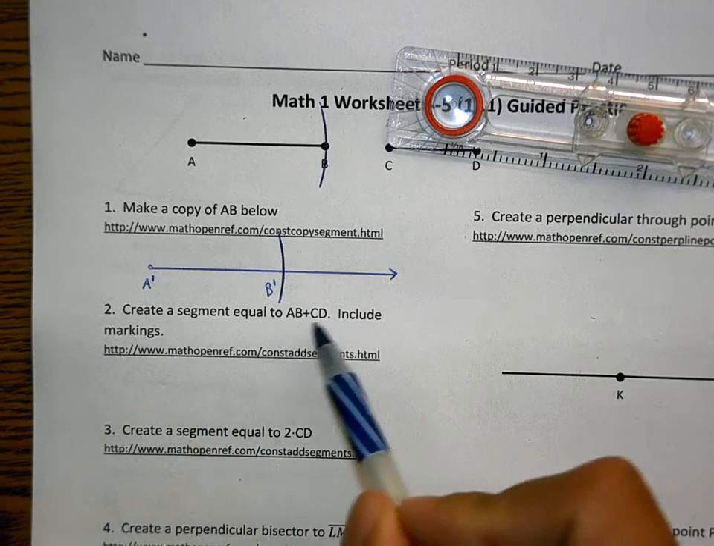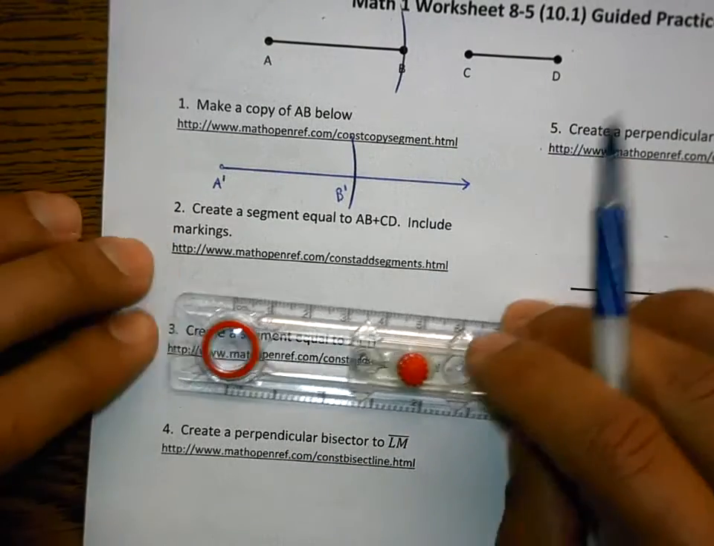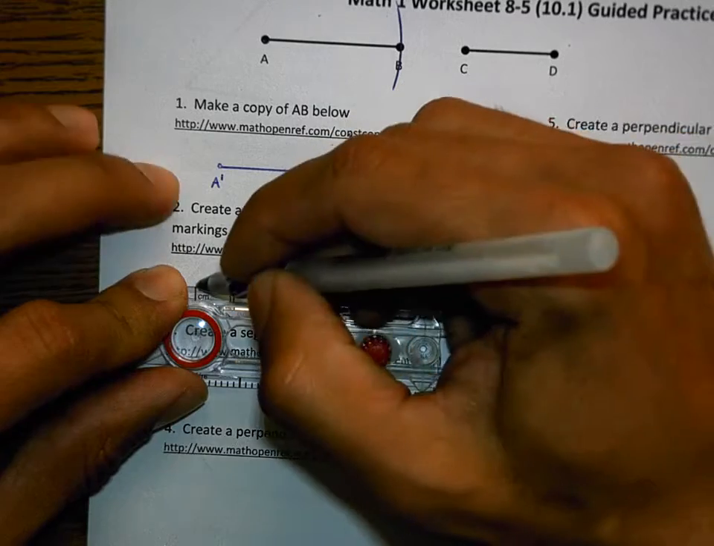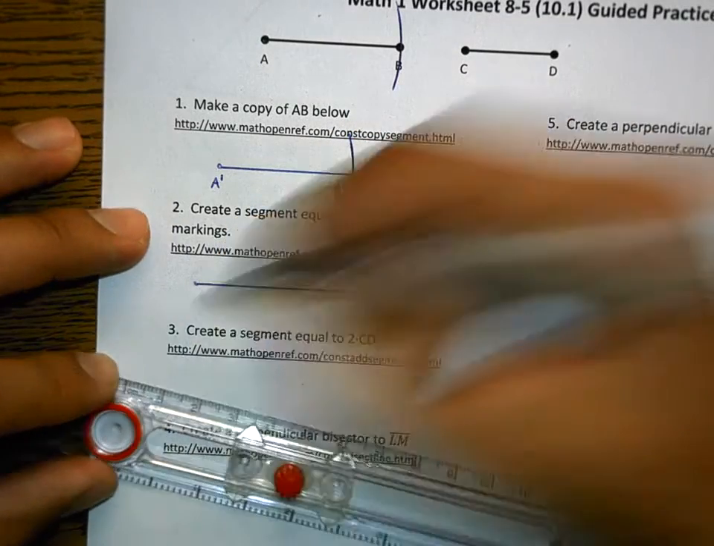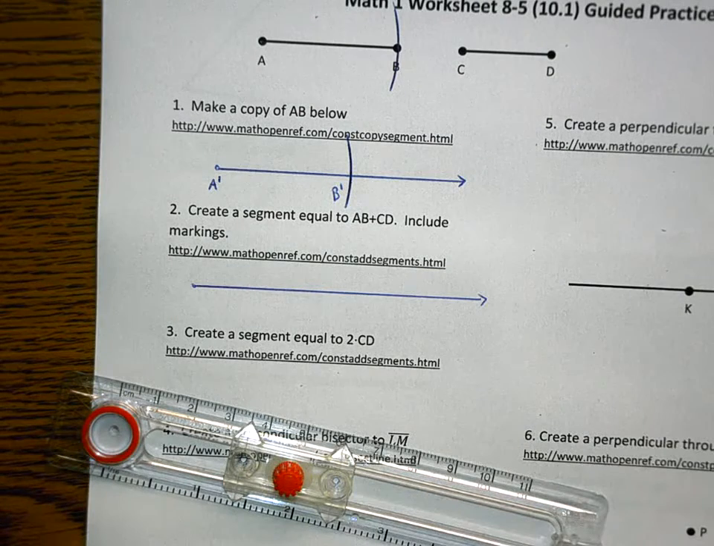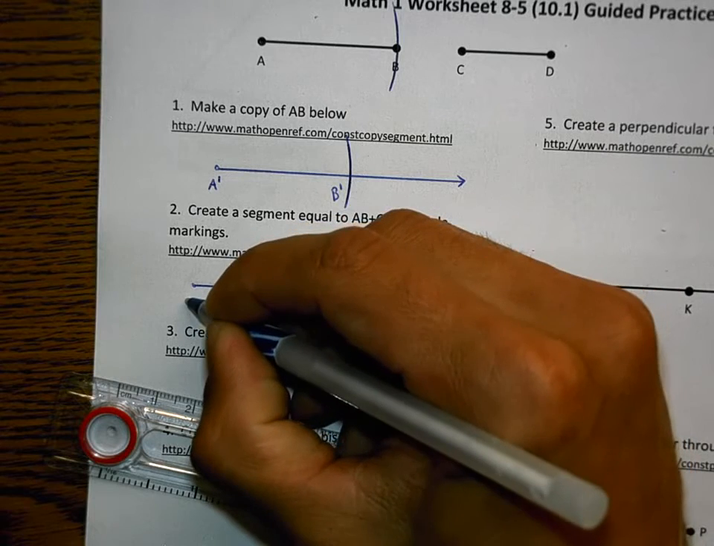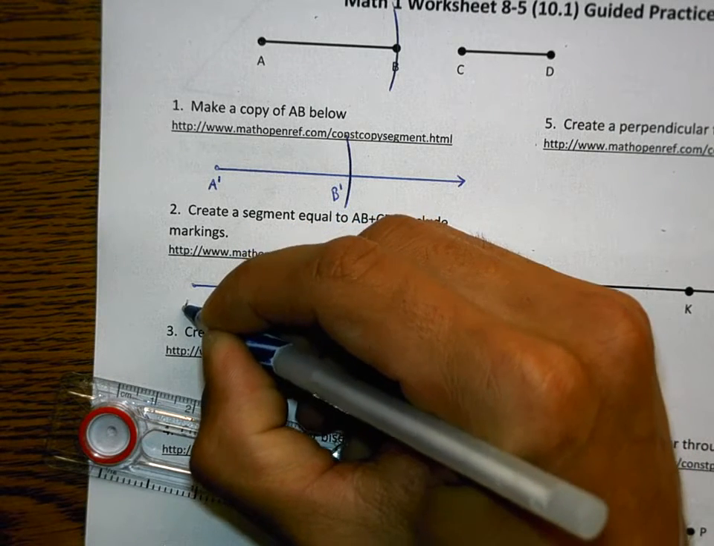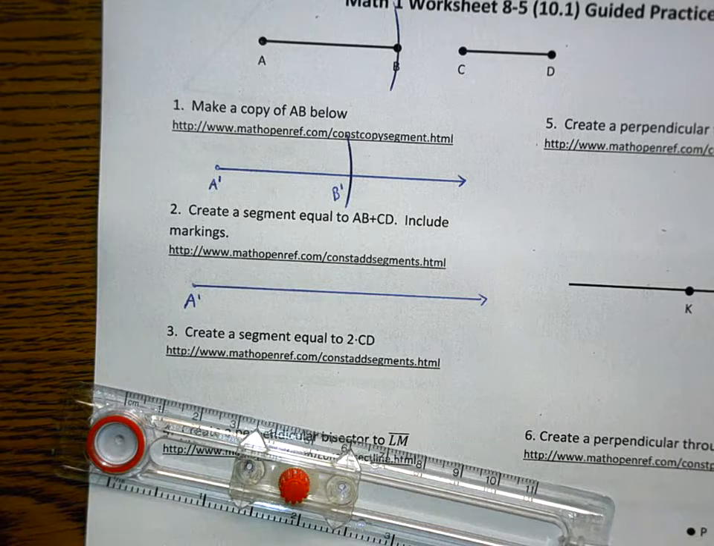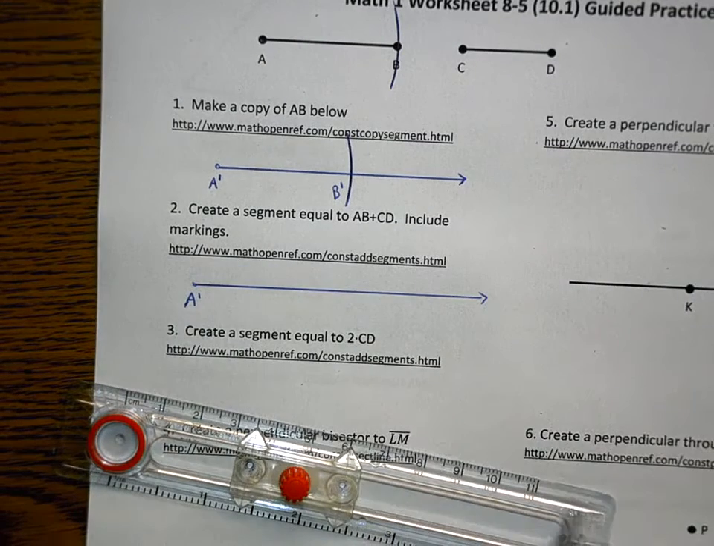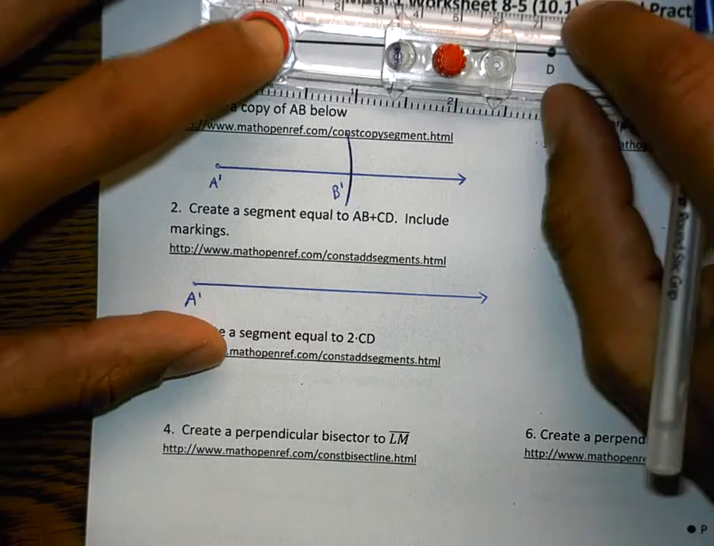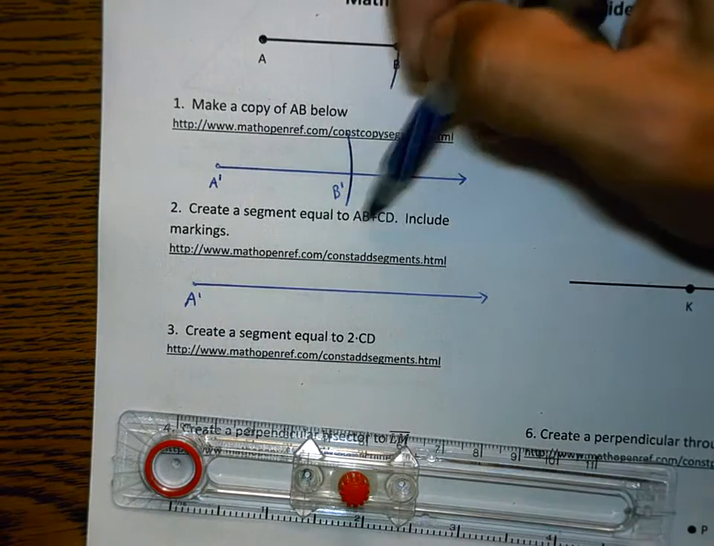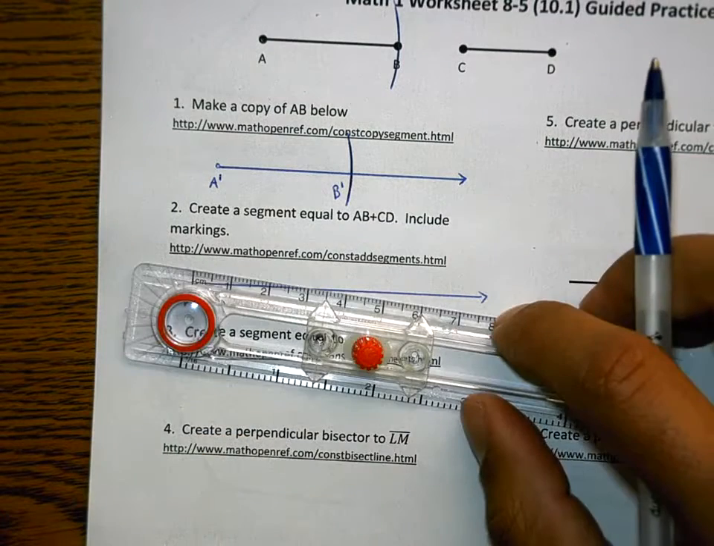Create a segment equal to AB plus CD. I need to draw a ray. So the first thing that you're going to do is label the very left side. What do I label this? A prime is correct. You already have on your bullseye to slider, you already have the distance A to B. And I need to do AB plus CD. So guess what that means I'm going to do next?